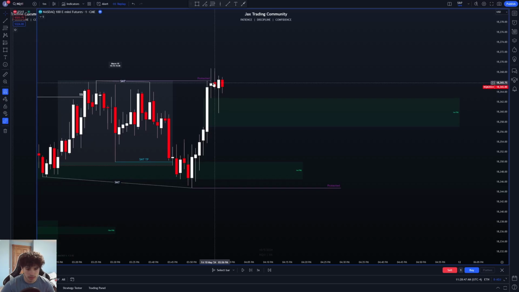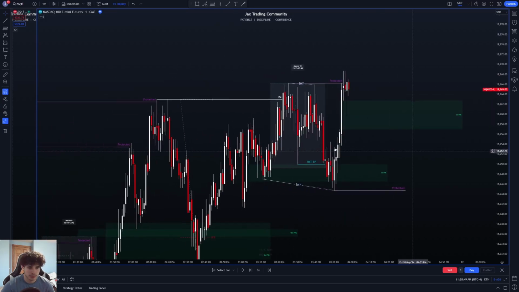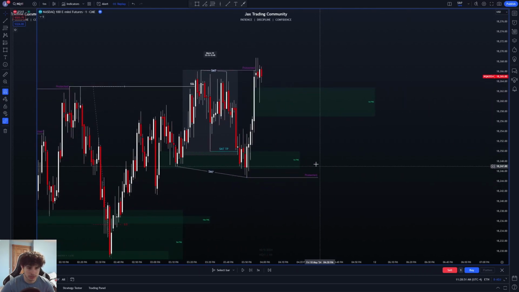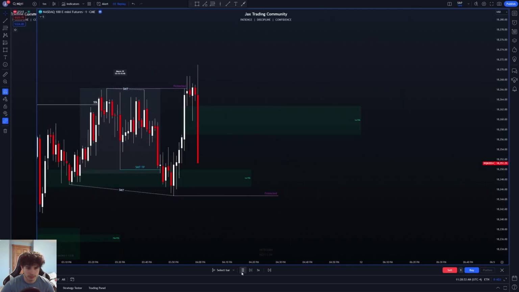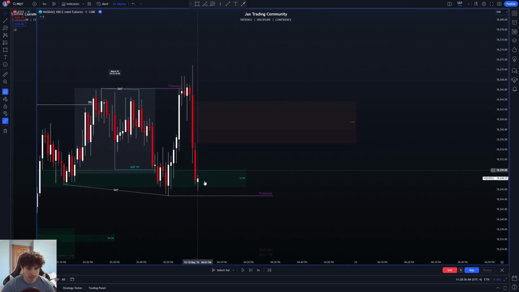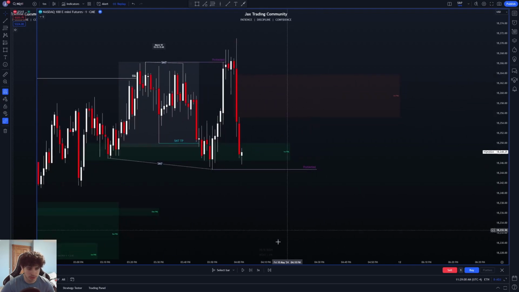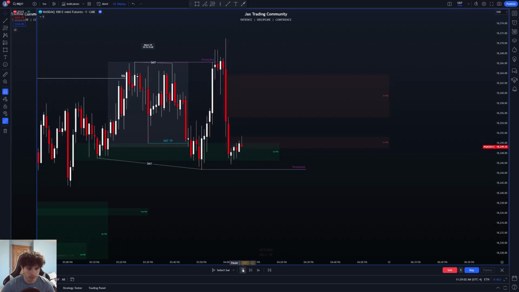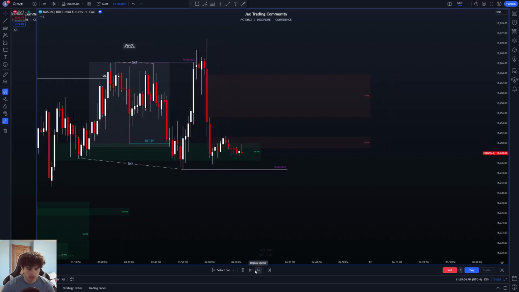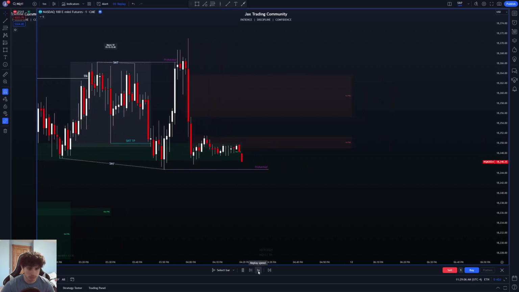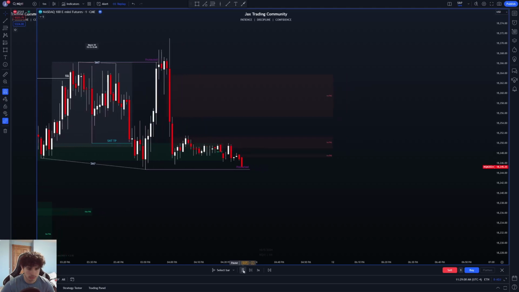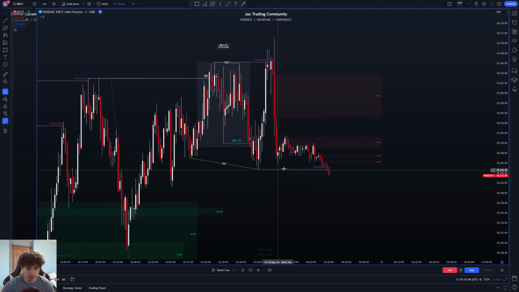and you still have a little more time of the day. Most likely, I'd want to see this protected low get taken. If we still have a little more volatility, just like this, if we still have volatility after this protected high gets taken, I do expect this protected low to get taken at some point. So we'll see. And right there we go, it gets taken.